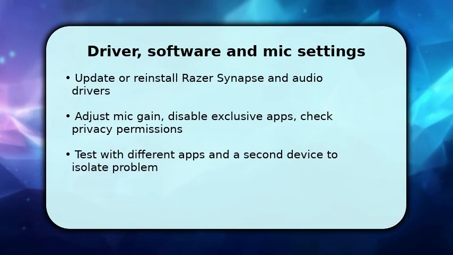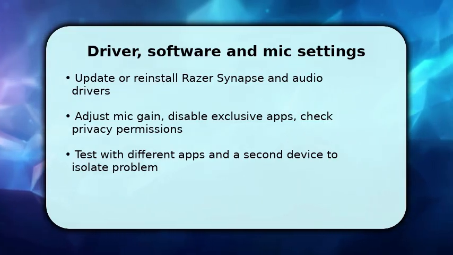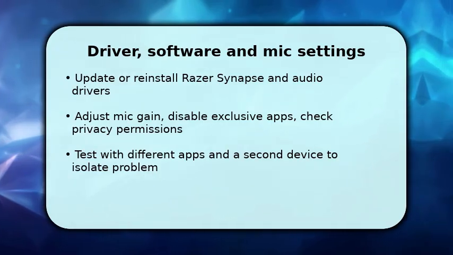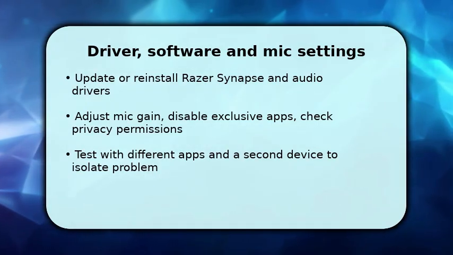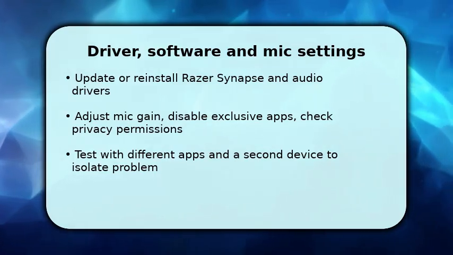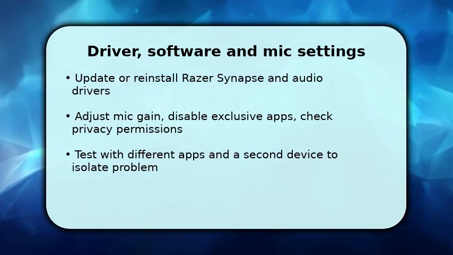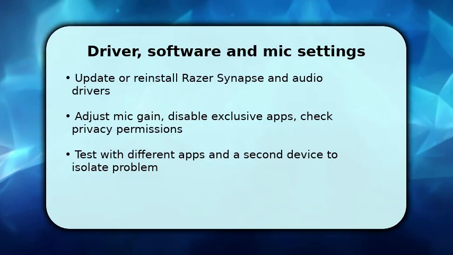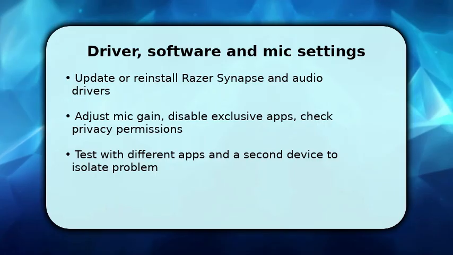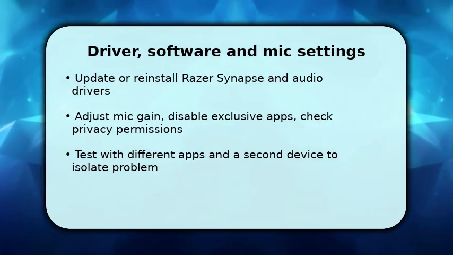Now focus on software. Update or reinstall Razer Synapse, then update the Realtek or USB audio driver. Drivers often fix device recognition. Next, open Synapse or Windows mic settings to raise gain and disable any apps that take exclusive control. Make sure privacy permissions allow mic access for your apps. Test in multiple applications and on a second PC or phone to determine if this is a system-specific issue or a headset fault. These steps diagnose driver and permission causes.